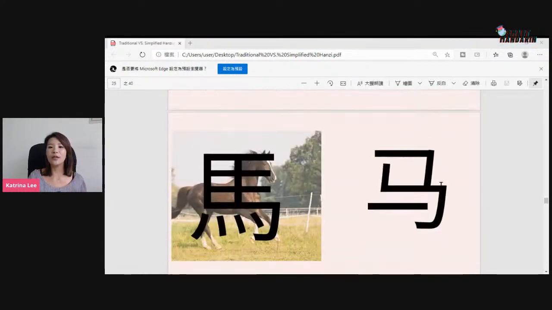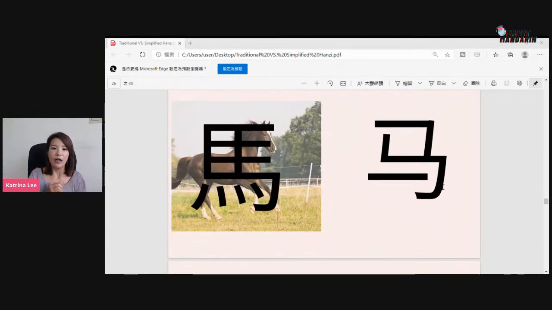Okay, so the second one is horse. Because the four dots below are the four legs, right? So they just changed that to one line. Ma, horse. I think they are basically the same.